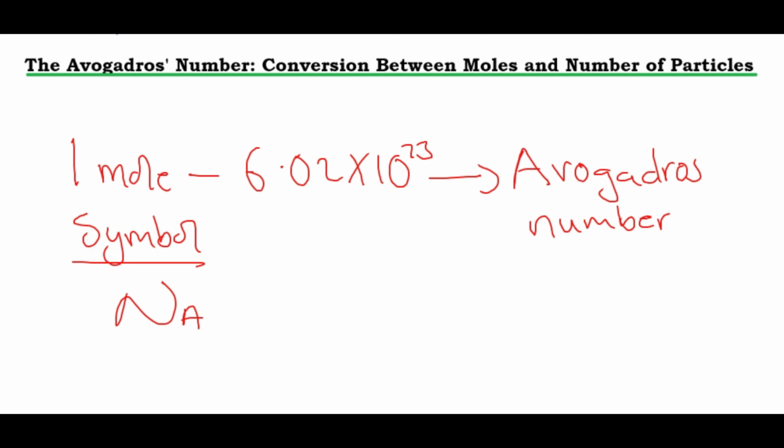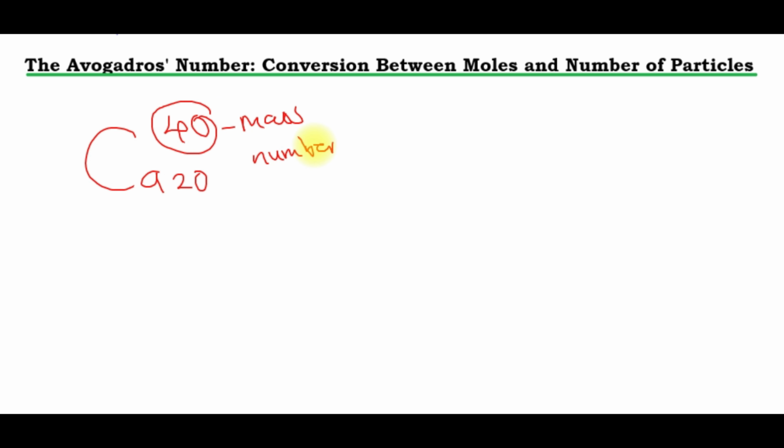So it's also important to understand that 1 mole of any element has mass equivalent to its mass number. So remember, let's take an example of calcium. This is the mass number. So the mass of 1 mole of calcium will have a mass equivalent to its mass number. So if its mass number is 40, that means the mass of 1 mole of calcium will be 40 grams.